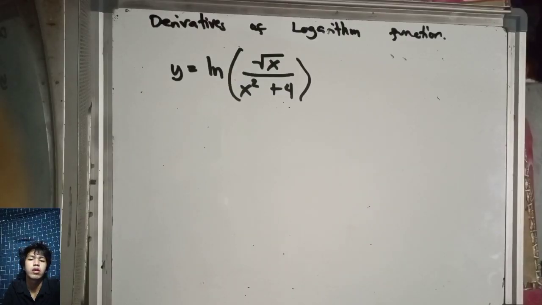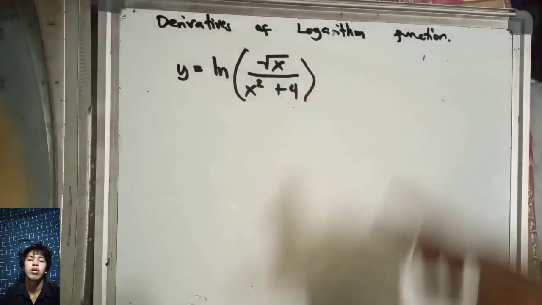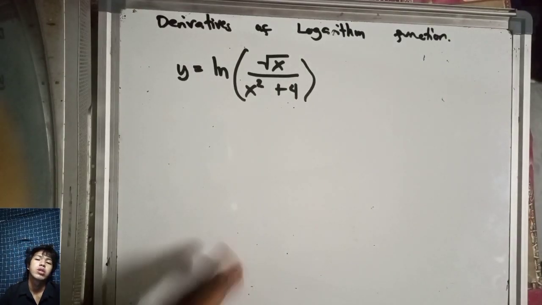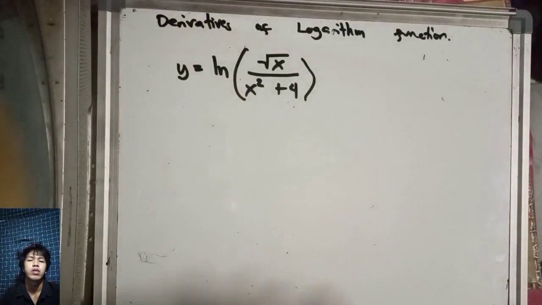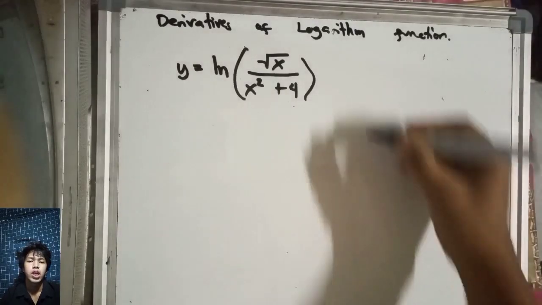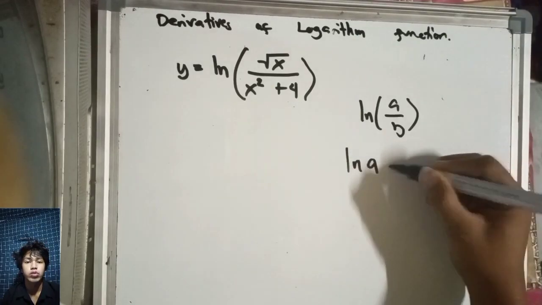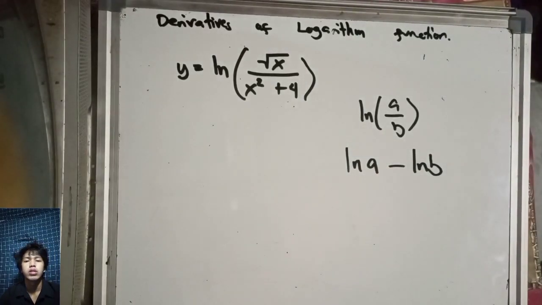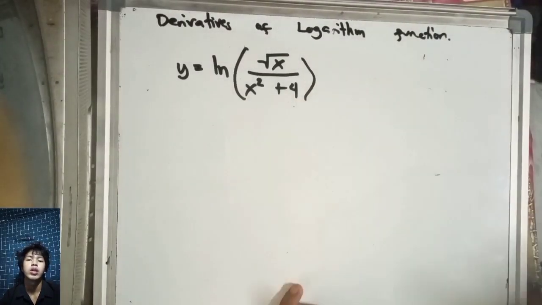Now we're going to move to the derivative of logarithms. We are going to solve two kinds of logarithmic derivation. First is the derivative of logarithmic functions, and second is logarithmic differentiation. We're going to first differentiate a logarithmic function with this example. As we know from the rules of logarithms, ln of a over b equals ln of a minus ln of b. So we're going to apply this rule to our problem.